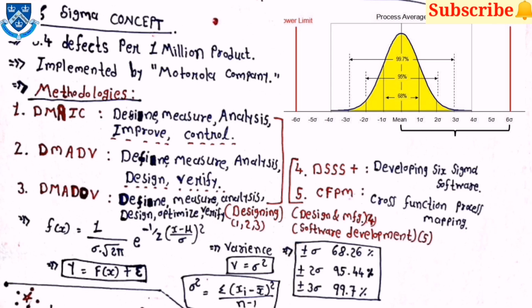And there are some methodologies. First one is DMAIC, which stands for Define, Measure, Analysis, Improve and Control. Then the second one is DMADV, means Define, Measure, Analysis and Design, Verify. Then DMADOV stands for Define, Measure, Analysis, Design, Optimize and Verify. Then DSSS stands for Developing Six Sigma Software. Then CFPM stands for Cross Function Process Mapping.